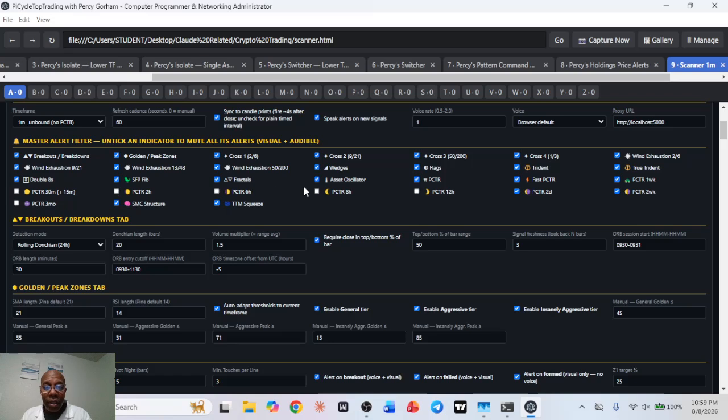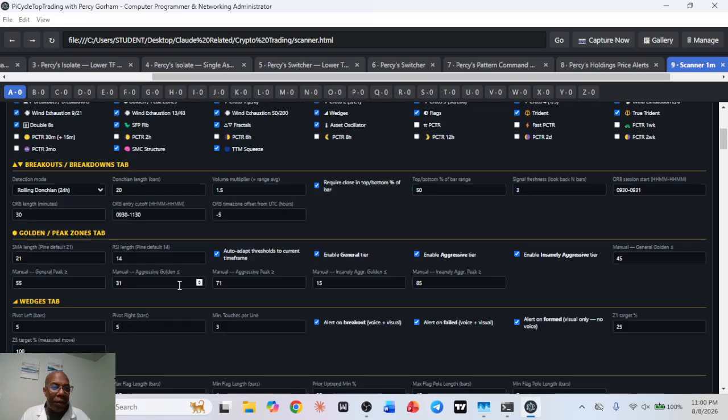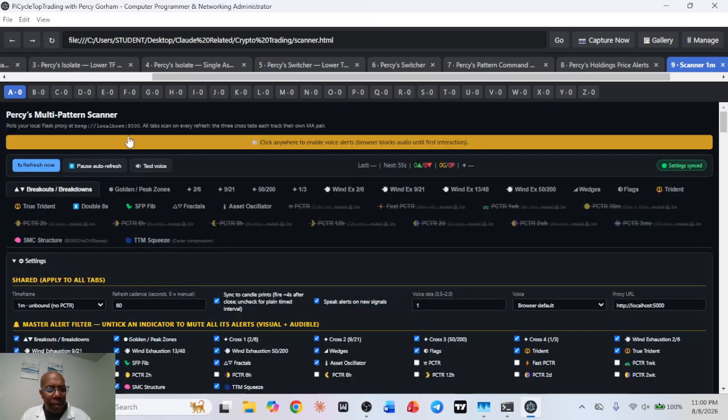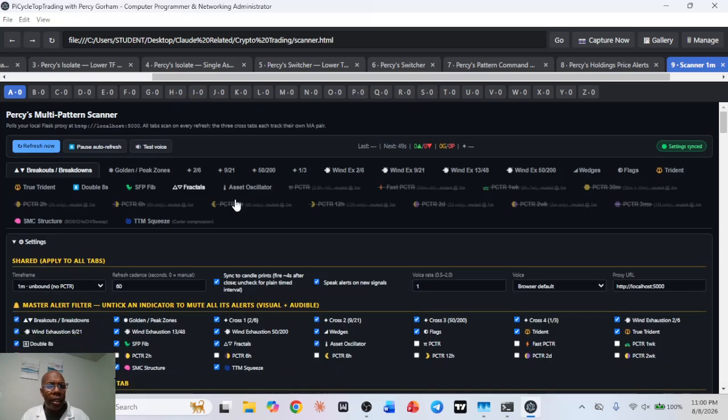Double eights, I'm just going to click on. Take off the Pi Cycle Tops. True Trident, Trident Cross. All right, we got all this information. Let's hit refresh again. It's got everything checked, all 45 assets. Now keep in mind some of the markets are closed, and sometimes you can't get information for a 1 minute time frame. But enable voice alerts. Let's see if this catches up.